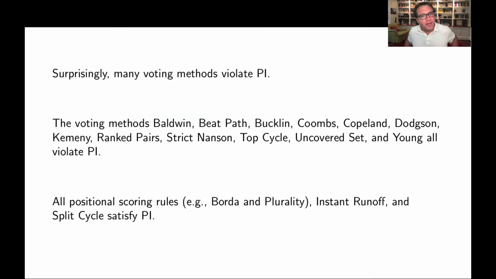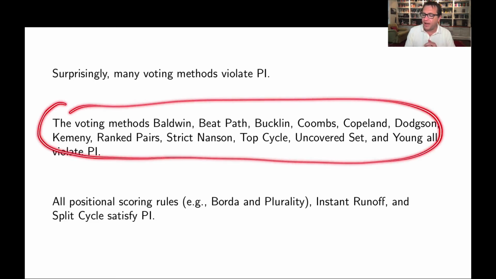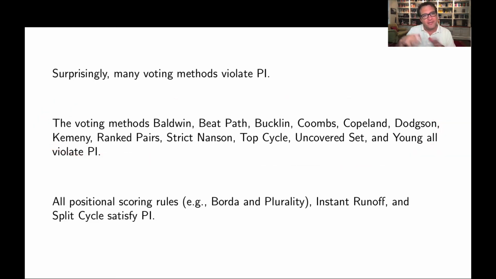Surprisingly, many voting methods actually violate positive involvement. Here's a list of the voting methods that violate positive involvement. You can see the definition of these methods in our paper, including some examples to illustrate the violations of positive involvement. The voting methods that satisfy positive involvement include all positional scoring rules, for example, Borda and plurality. Instant runoff satisfies positive involvement. This is currently being used to elect the mayor in New York City. A recently proposed voting method, split cycle, something that Wes and I have been working on, actually satisfies positive involvement.